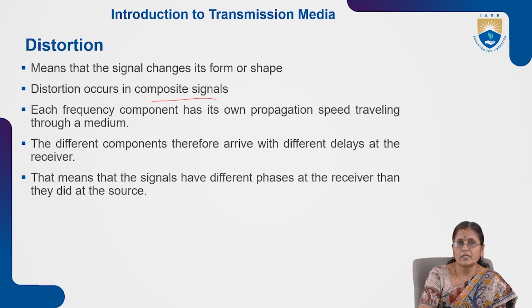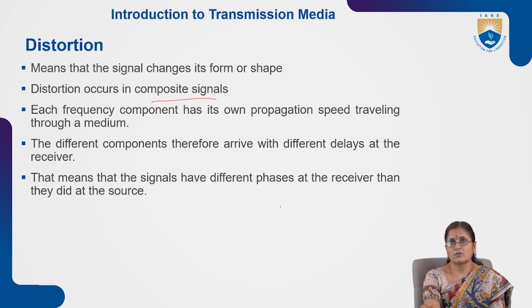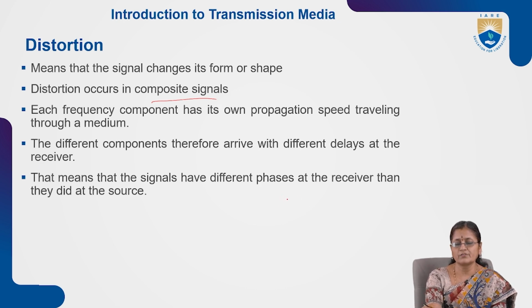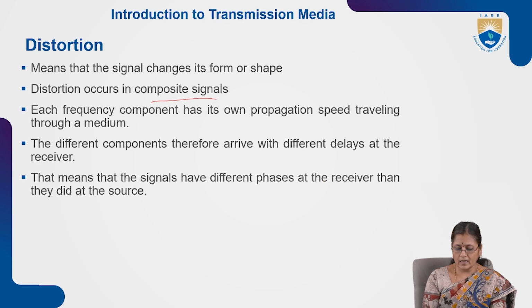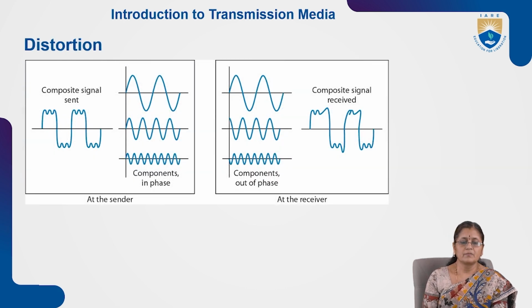So all the signals have different phases, meaning different phase angles, at the receiver. Because of that, there are chances of distortion occurring.